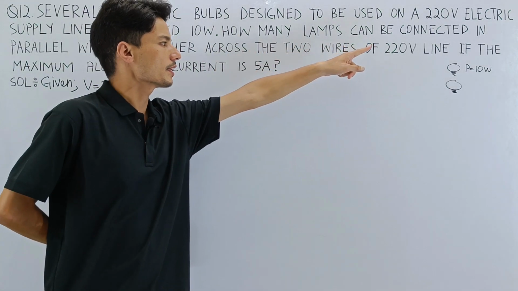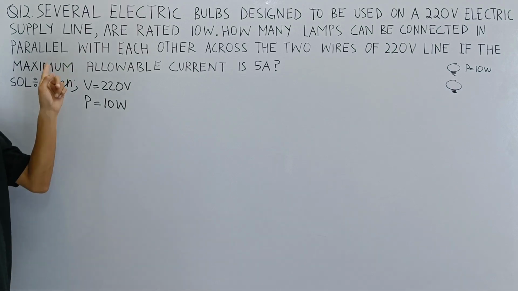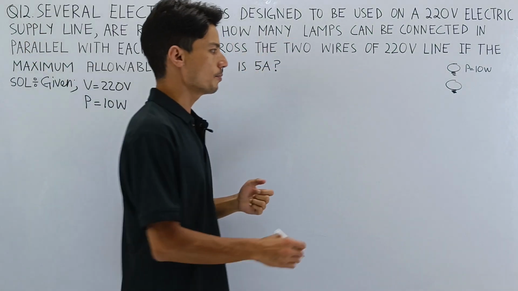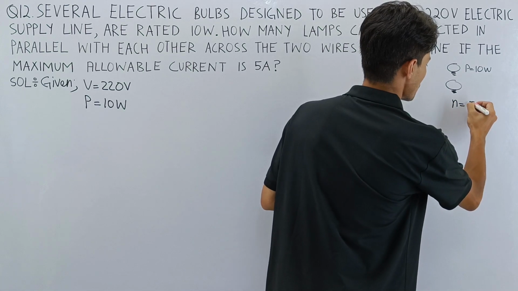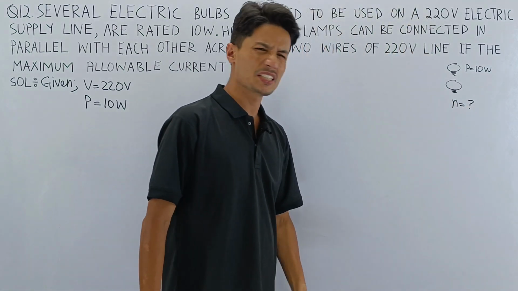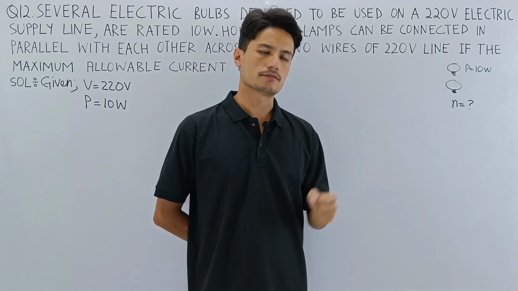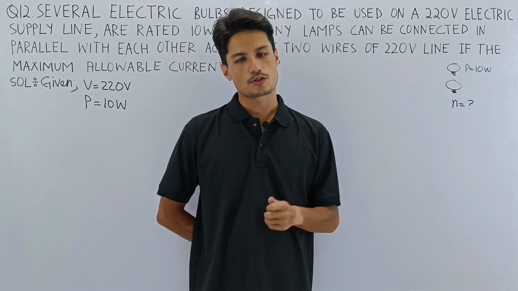How many lamps can be connected in parallel? Remember, the combination is in parallel. But the question is, how many lamps? How many means what? N. We are supposed to find n. Now this rings a bell, isn't it? We have already solved a question where we have found n. Which question was it? Yes, question number 10.